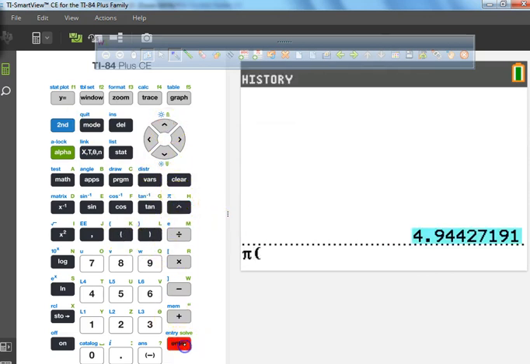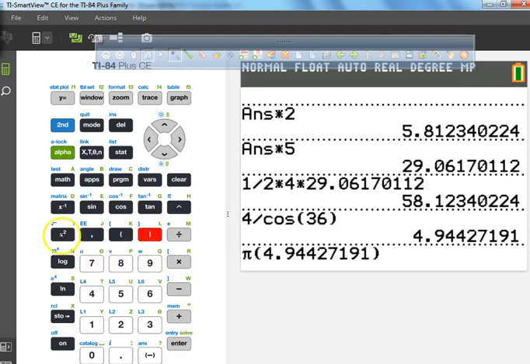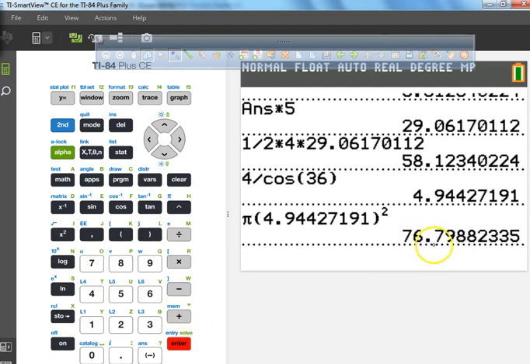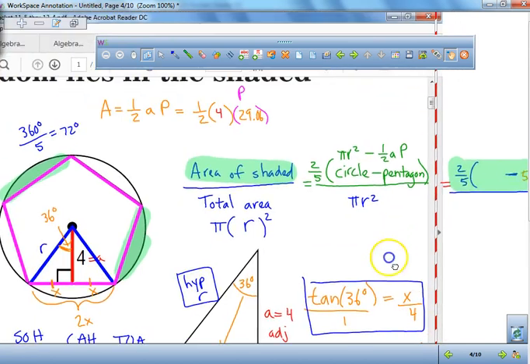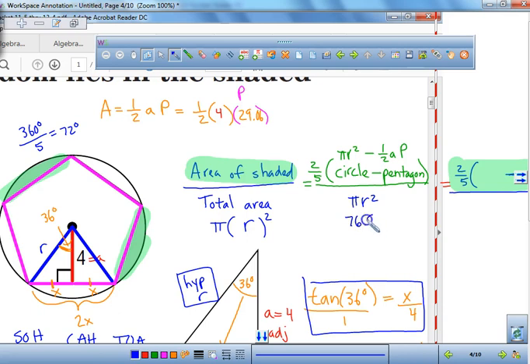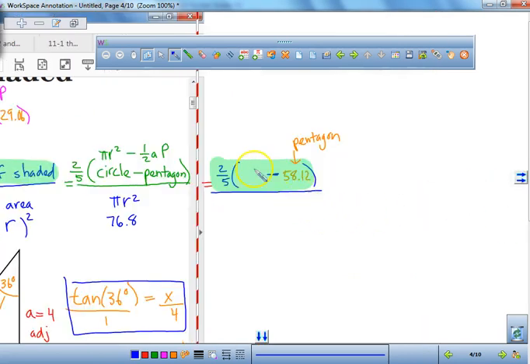Now that's the length of our radius. What am I going to do with my answer? I'm going to square it. Pi times the radius squared. What am I trying to find? The area of a circle. This is the area of the circle. So write 76 point, basically 80. You can use it. All right? So right here, what's the approximate value for our circle? 76.8. So right here you could put 76.8.